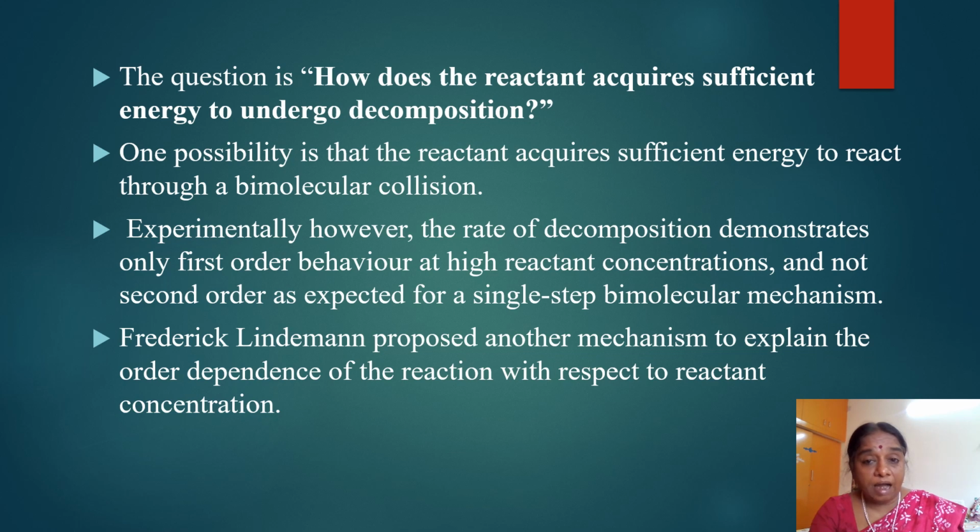One possibility is that the reactant acquires sufficient energy to react through bimolecular collision. If it is a bimolecular collision, how will it occur in the case of a unimolecular reaction? Here, the reactant molecule reacts with another reactant molecule of the similar type, A reacting with A to give the product, and that will happen through the intermediate, which is the energy-rich active intermediate.